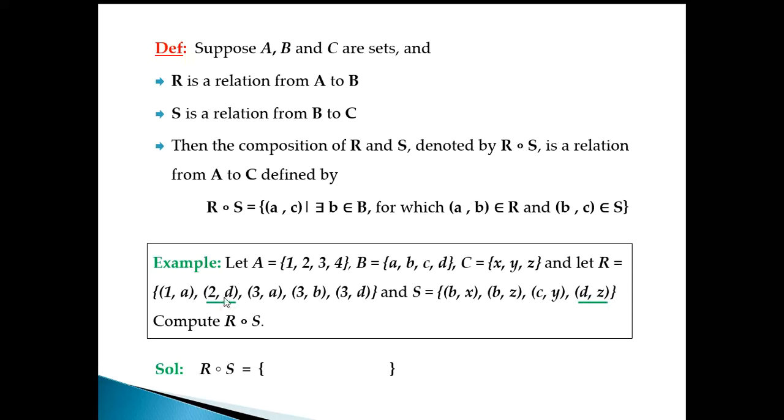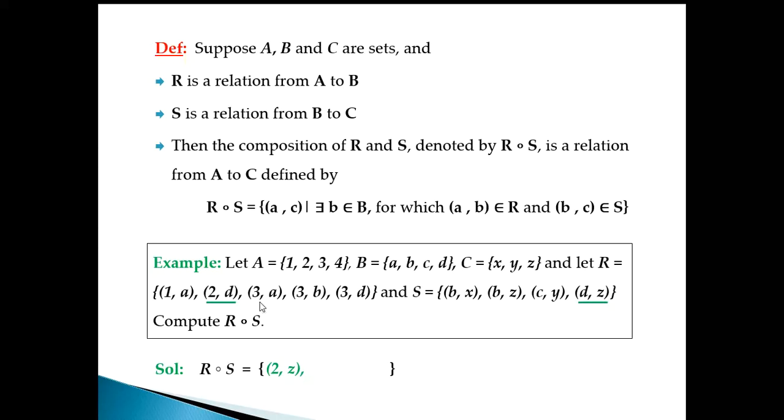So 2 is related to d and d is related to z, so now 2 is related to z. So in our R∘S we have the ordered pair (2,z). Like that you have to check the composition, similar to the transitivity property. For the transitive property you check in one set only, and here you have two relations, so between these you have to check the composition, like the transitivity property.